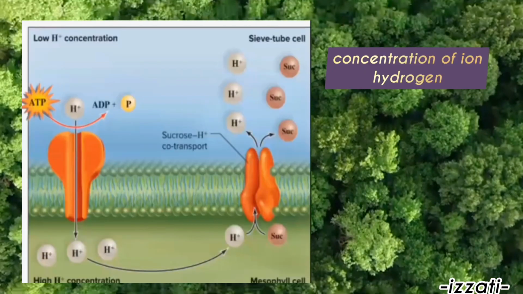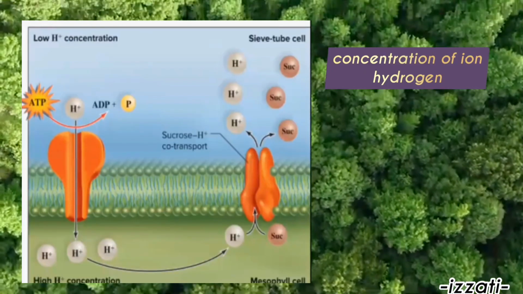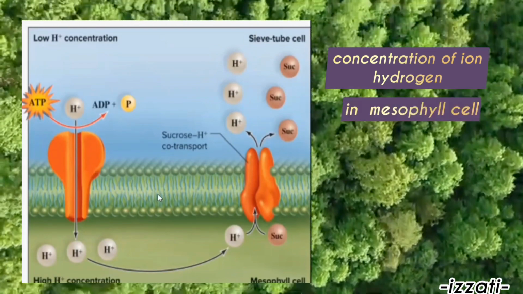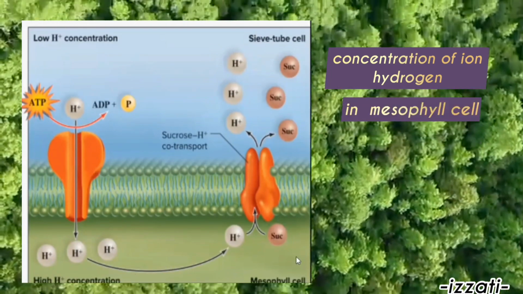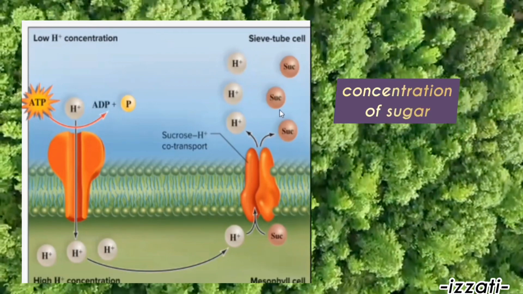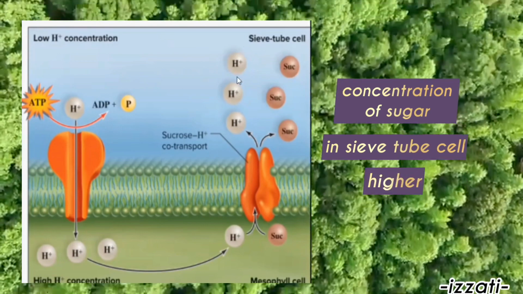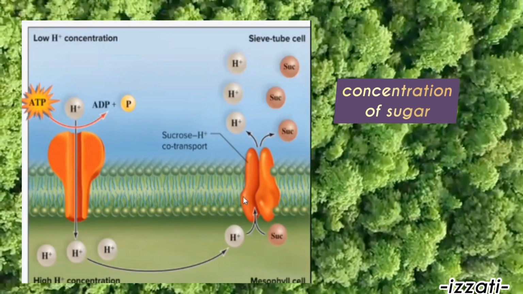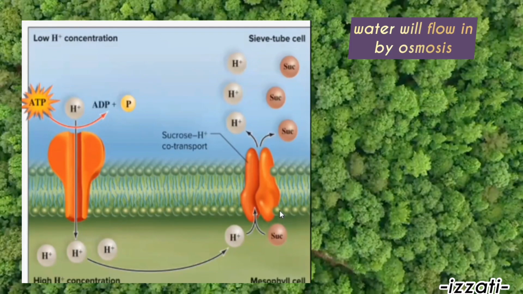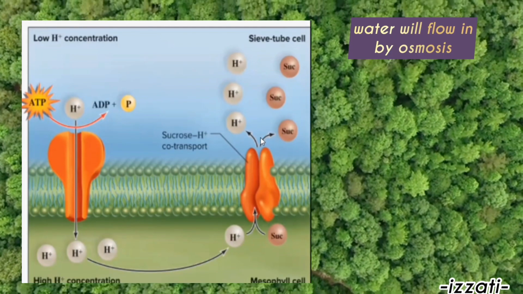You can see in this picture that the concentration of hydrogen ions in the sieve tube cell is lower than the concentration of hydrogen ions in the mesophyll cell. And then the concentration of sugar in the sieve tube cell is higher than the concentration of sugar in the mesophyll cell, and it will cause water to flow in by osmosis.